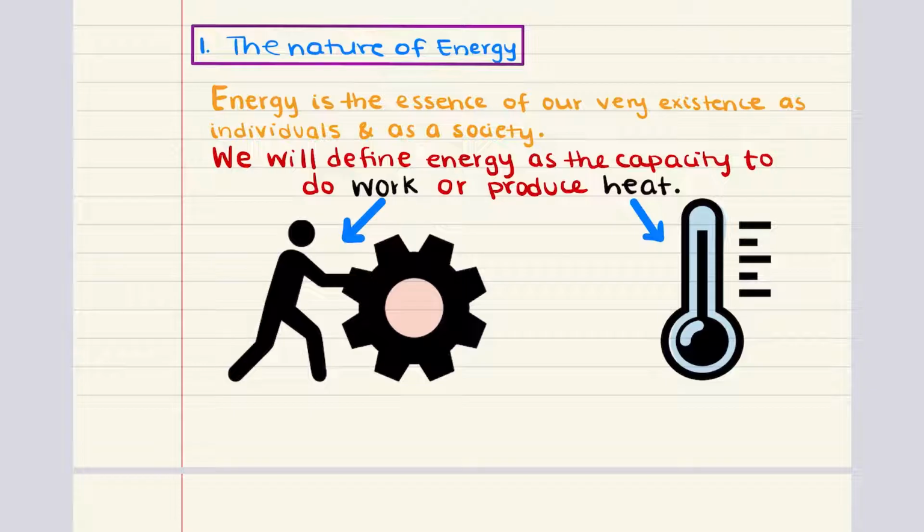In order for us to understand thermochemistry, we're going to need to first start by discussing energy. Energy is the essence of our very existence as individuals and as a society. The food that we eat gives us the energy to live, work, and play, just as the oil consumed by manufacturing and transportation systems power our modern industrialized civilization. And now, while the concept of energy is quite familiar, energy itself is rather difficult to define precisely. In our lecture today, we're going to define energy as the capacity to do work or to produce heat.